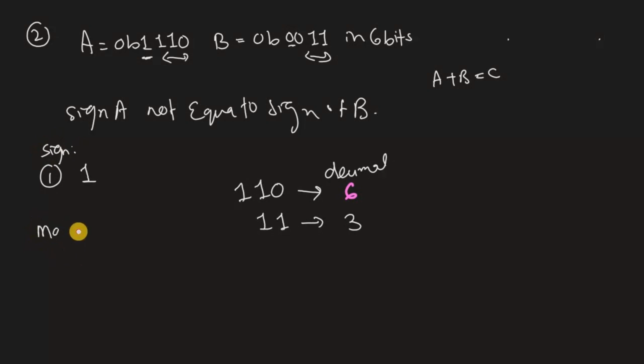Now for the magnitude, the magnitude depends on the sign as well, right? Since they have different signs, what we're going to do is subtract the smaller magnitude from the bigger one.